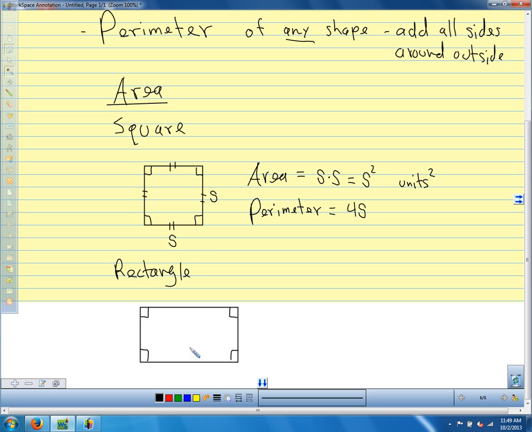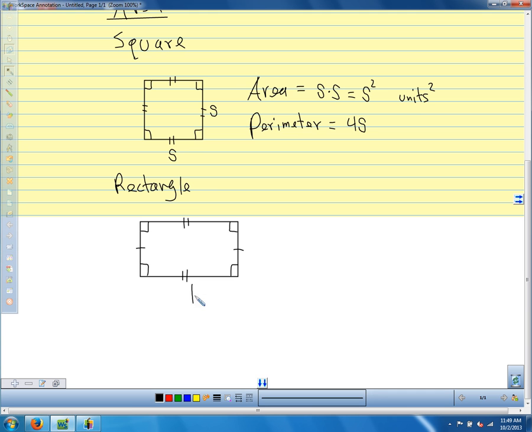And what do we know about the sides of a rectangle? Top and bottom are congruent. So opposite sides are congruent. And let's call this side B for base and H for height. So what's our area of a rectangle? Base times height. B times H.